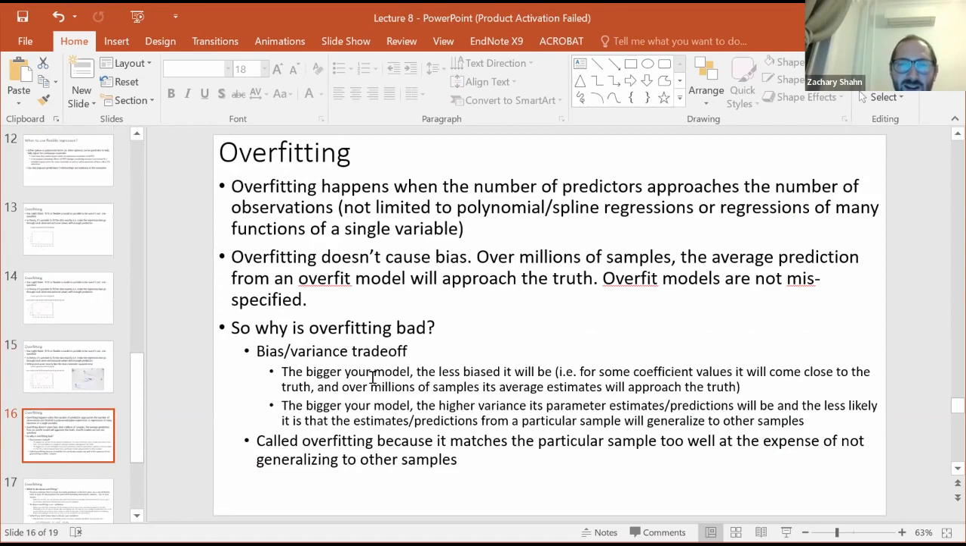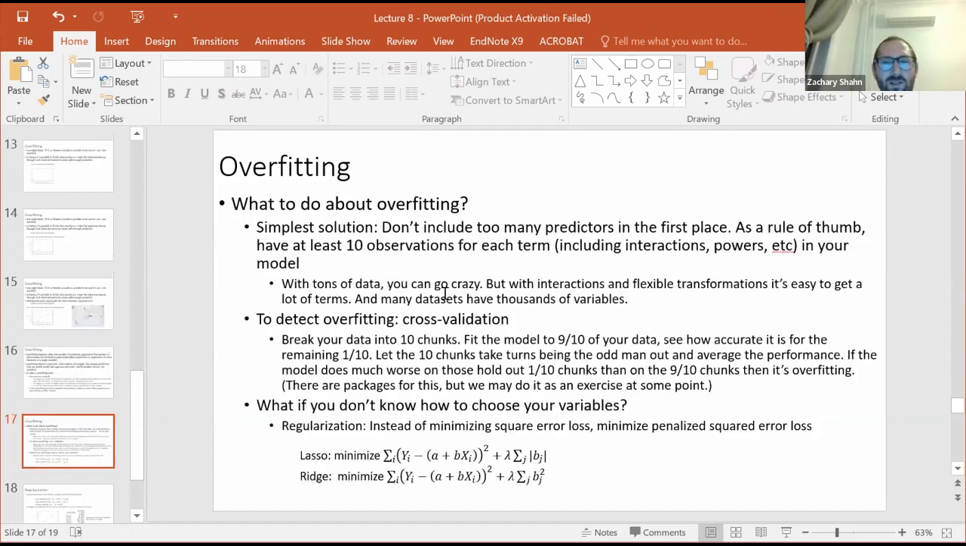And it's also high variance. For each set of 8 points, you're going to get a very different squiggle. So there's a bias-variance trade-off here. You reduce the bias in that you're sure that you contain the true model somewhere in the space of models you might estimate. But there's also a lot more variance in your predictions. And it's called overfitting because it matches the particular sample too well at the expense of not generalizing to other samples. What to do about it?